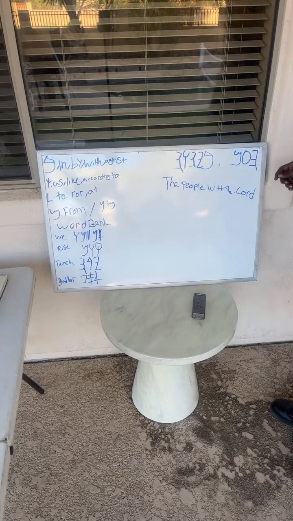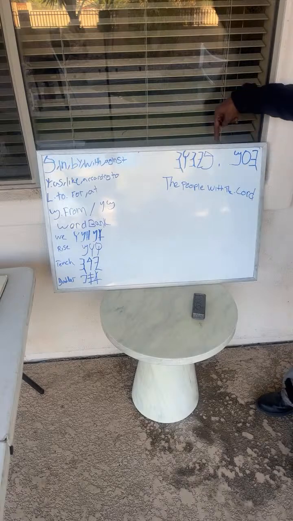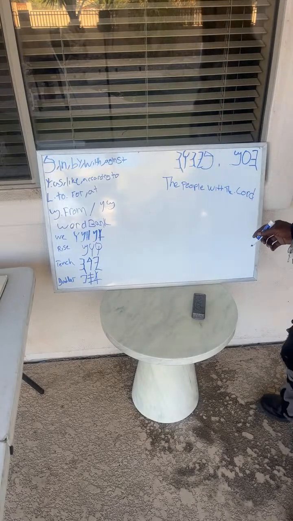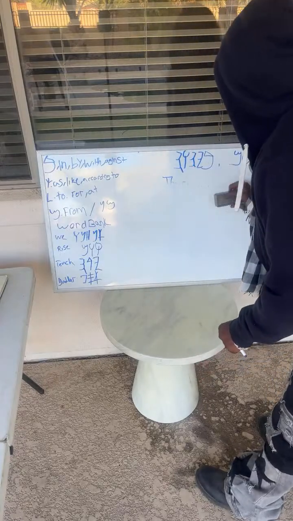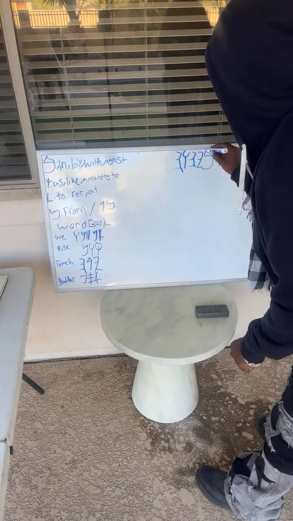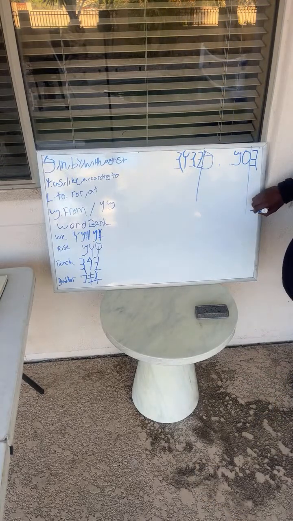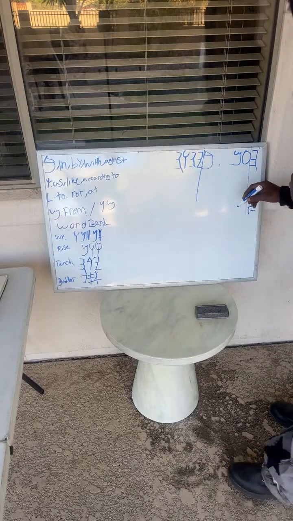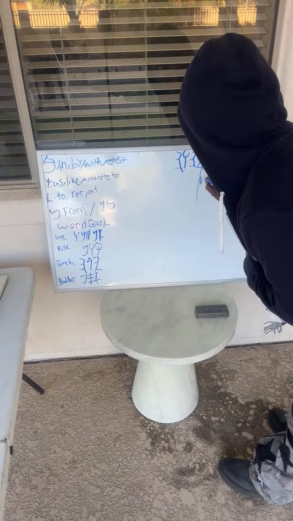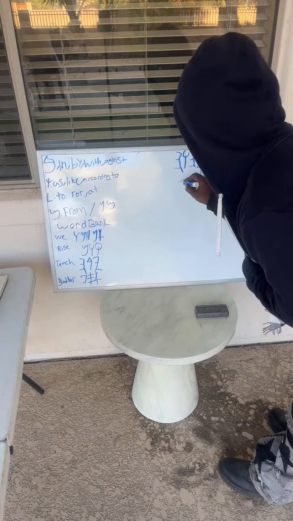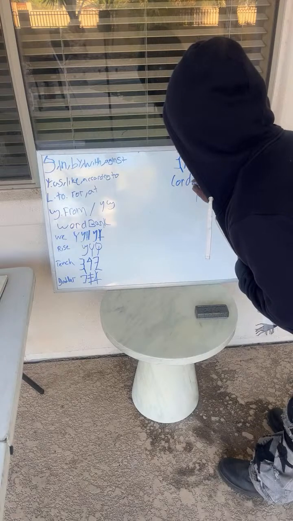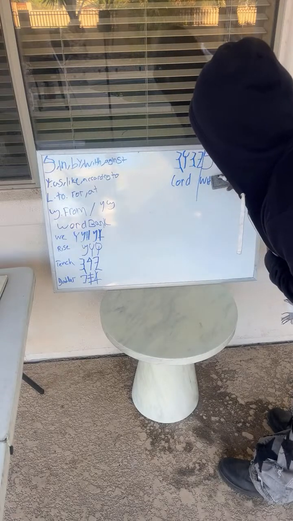Ha-ein ba Yahweh. Ha is the word the. Ein is the word people, right? And you have ba, which is in, by, with, against. So the people with who? Yahweh. Sorry about my handwriting.